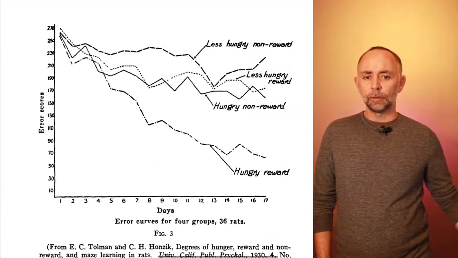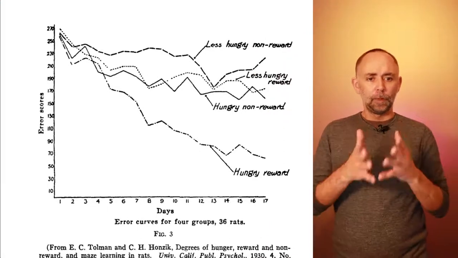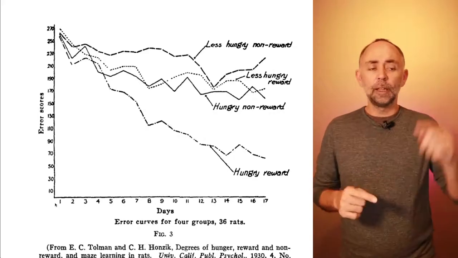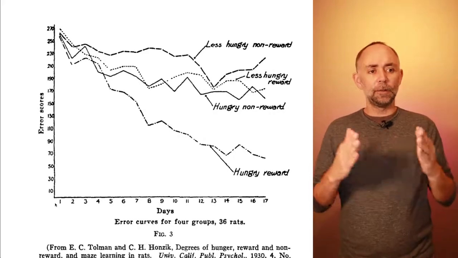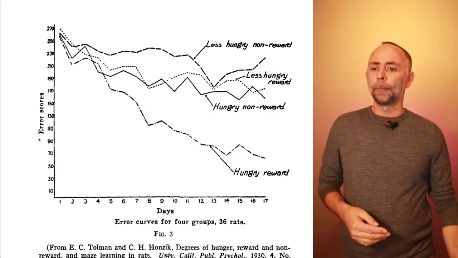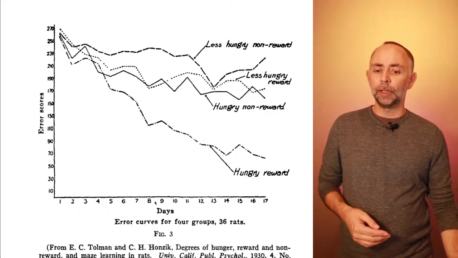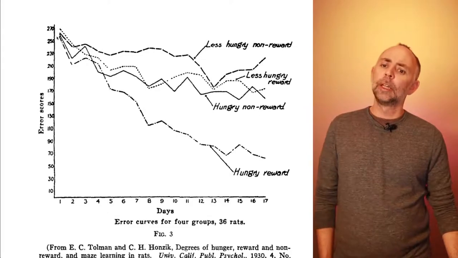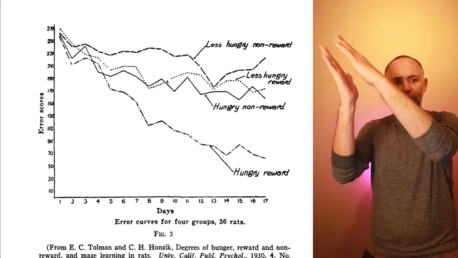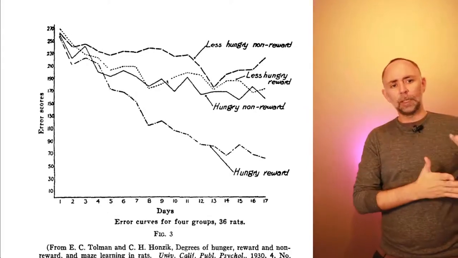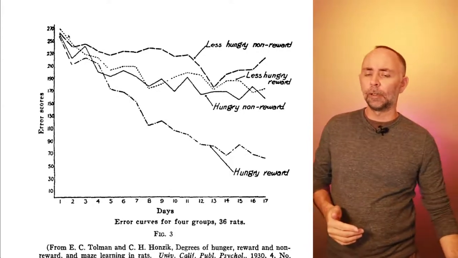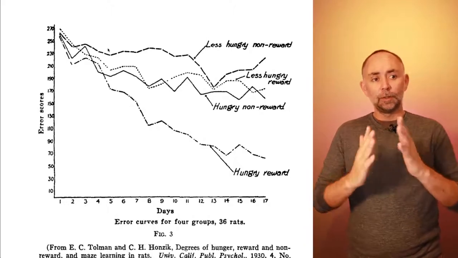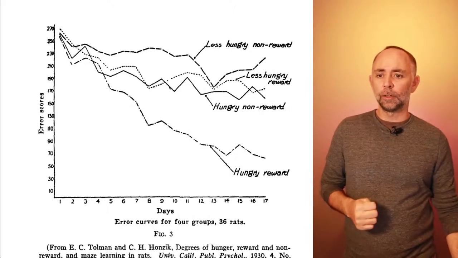The researchers, on day one, put all these animals in one of the mazes, and then for each one, they counted how many errors were made. So every day, the animals would be put in the maze again, and look what happens. So we have these curves, and what's happening to these lines is they're mostly going down. So they start off making a lot of errors, and over time, they start learning how to make fewer wrong turns.